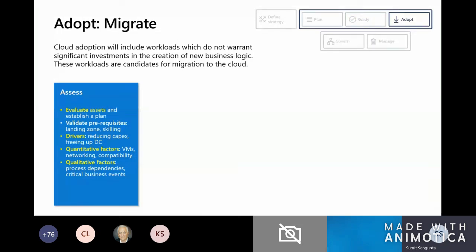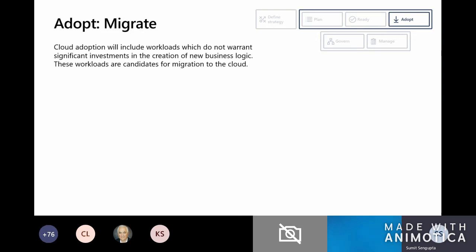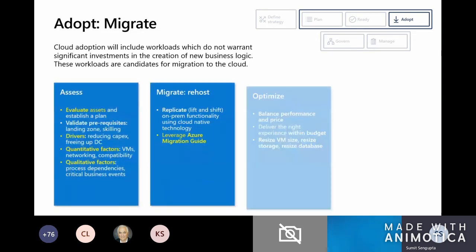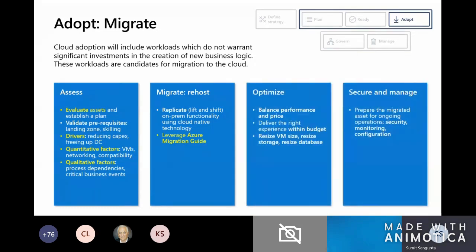So once you're ready, now you're actually making the journey to cloud. And again, there are two ways you're doing it. One is migration. So assets, evaluate assets. What are my drivers? Like, why am I migrating? Am I just reducing capital expenses, operational expenses? How am I going to define success of the migration? There's got to be some quantitative factors and there's got to be some qualitative factors also, even happiness, satisfaction at the end of the day.